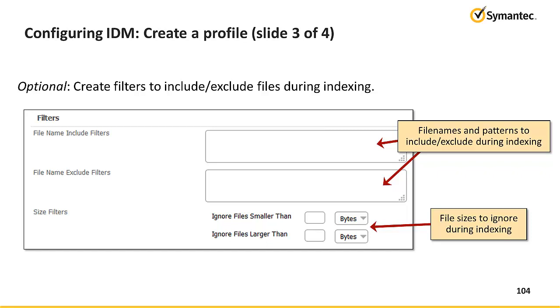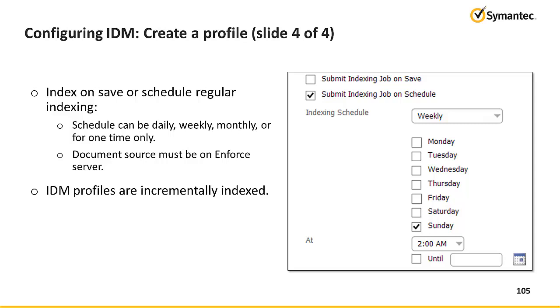You can also use the file size filters to prevent Symantec DLP from indexing files smaller or larger than the specified sizes. Lastly, you can choose to create the index on save or schedule regular indexing. The schedule can be daily, weekly, monthly, or one time only. Remember that the document source must be on the Enforce server for the indexing to complete.